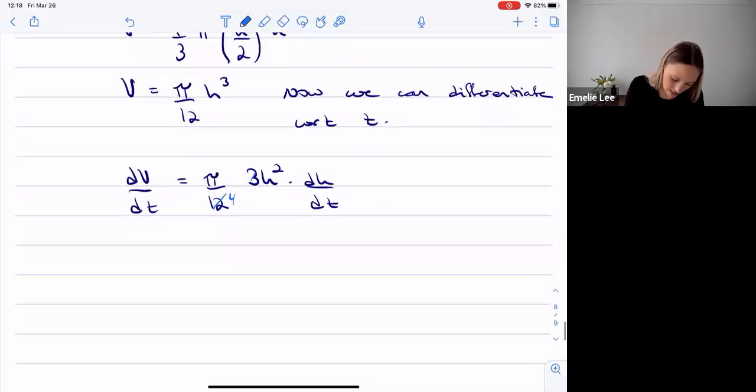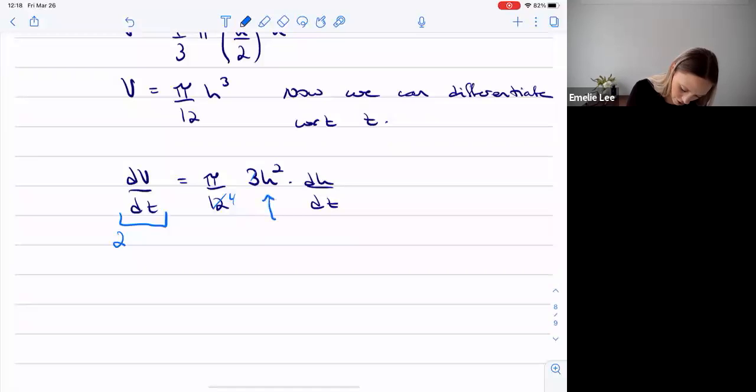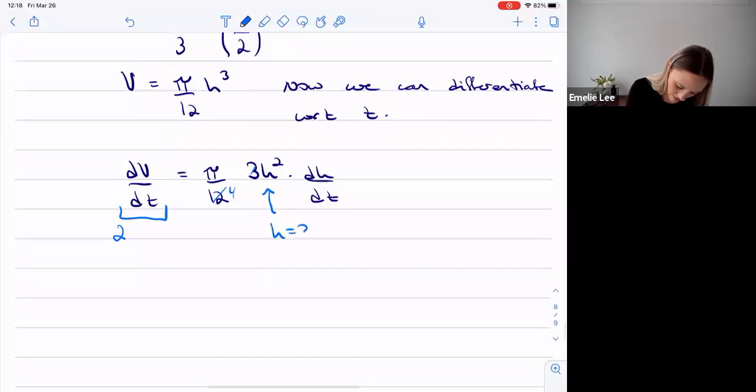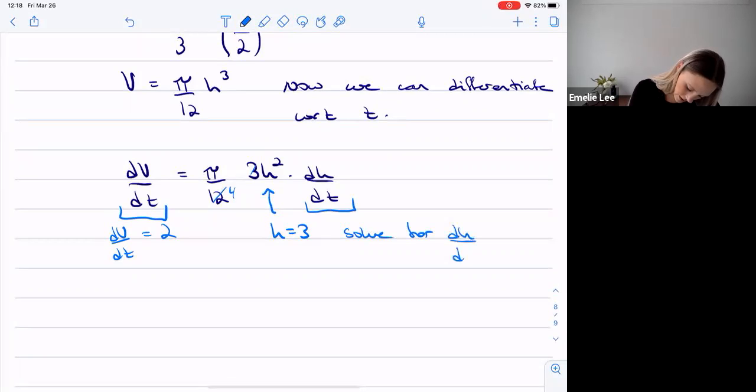My dV/dt is 2. It was 2 meters cubed per minute. It's increasing, so the water is increasing, so it's positive. And h, when the height is 3, and maybe I'll do the same thing here, dV/dt is 2. And we want to solve for dh/dt.